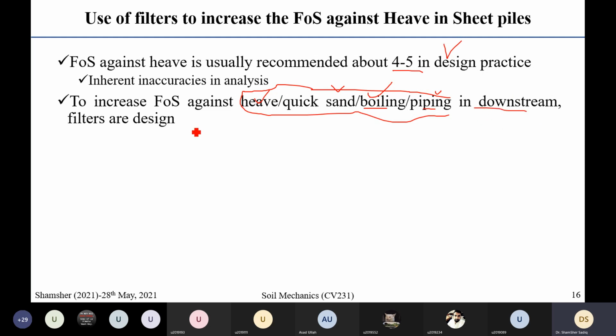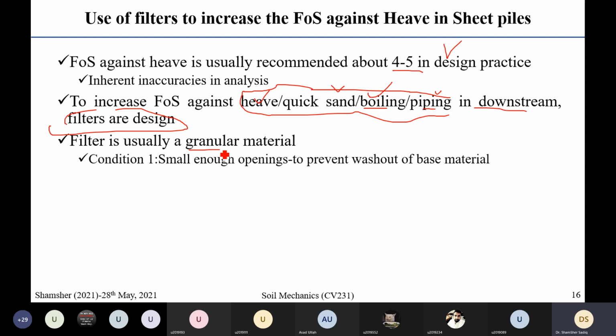Now, how to solve this problem? We have to design a filter on the downstream side. What does that mean? We will look into that. But what are filters? They are highly permeable materials such as sand or gravel. And why do we want that? Because if we have a highly permeable material at the end, the seepage forces will dissipate, and we do not allow the seepage pressure or the pore water pressure to develop.